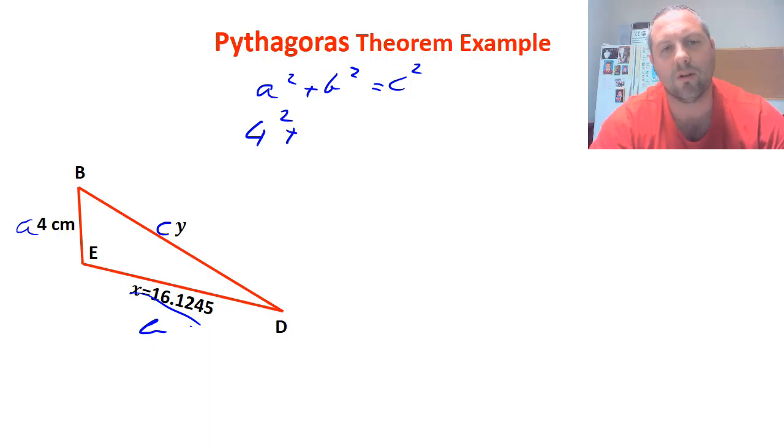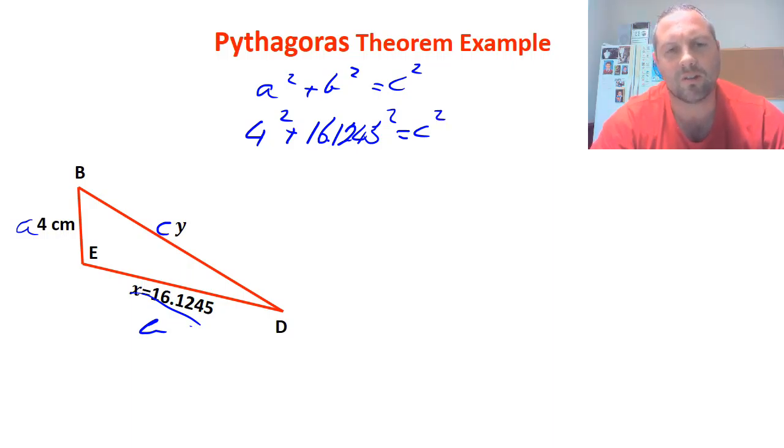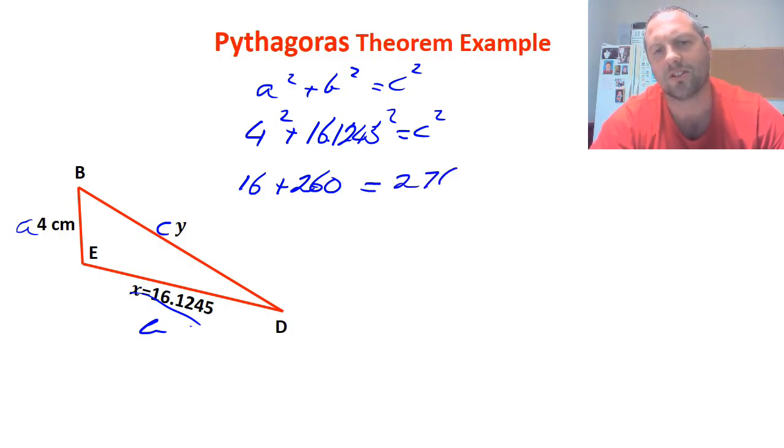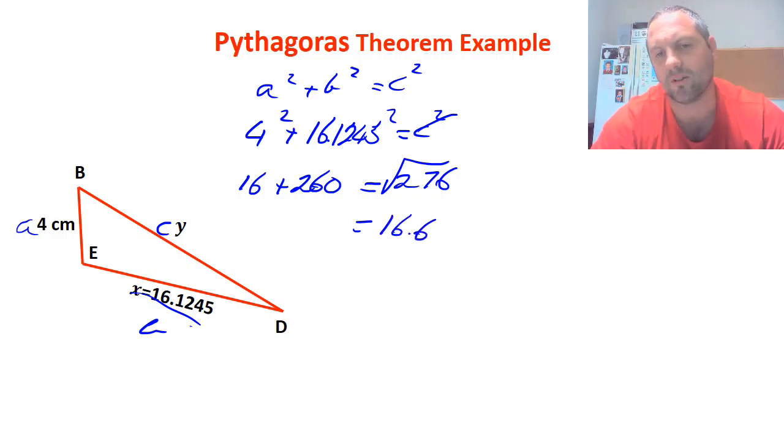So 4 squared plus 16.1245 squared equals C squared. Expand it, so 4 squared is 16 plus the 16.1245 squared. Now that equals 260. We know that because of the previous page. Add them together, equals 276. Now that's C squared, but we square root it to get our C. That cancels the square out. So 276 in your calculator, the square root of that equals 16.61.